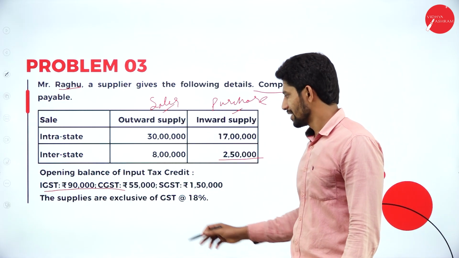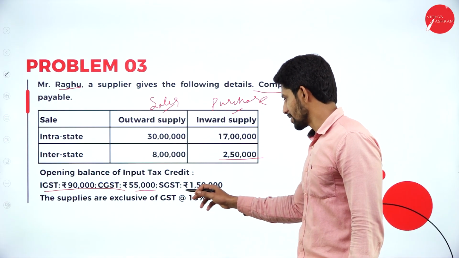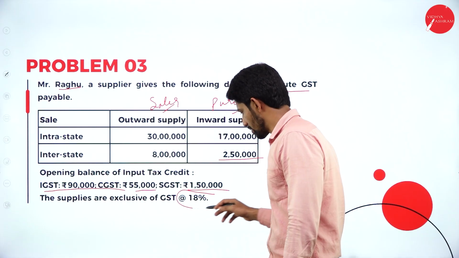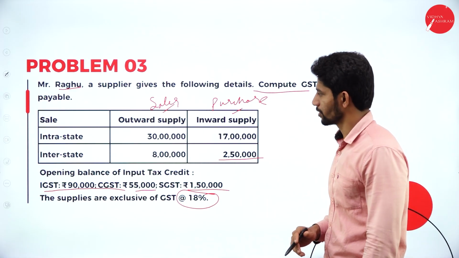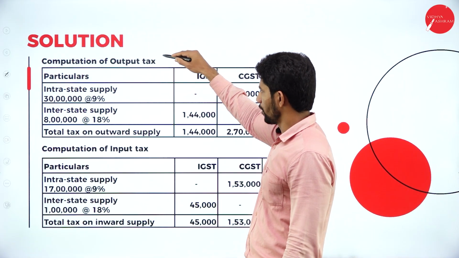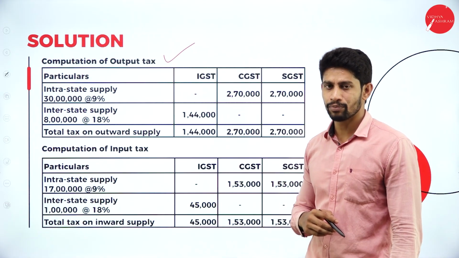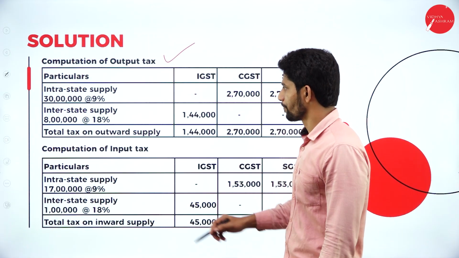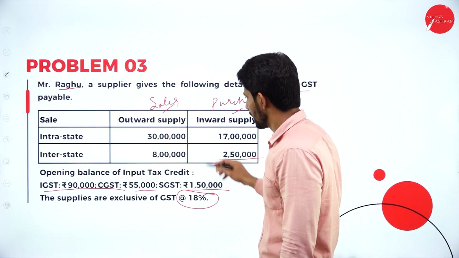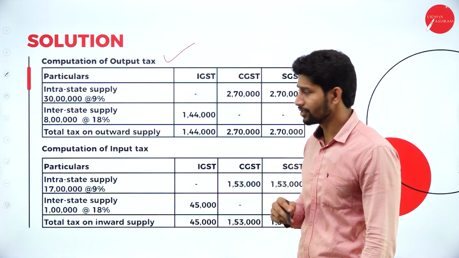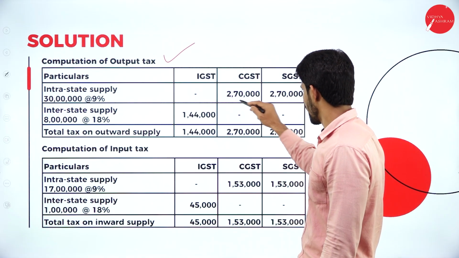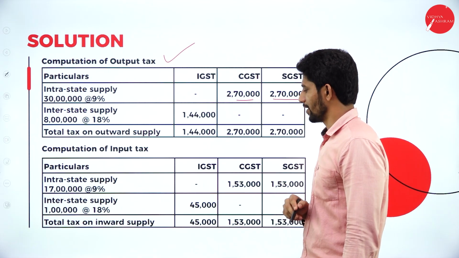IGST 90,000, CGST 55,000, SGST 1,50,000, and you have to assume that the rate of GST is 18%. So now let us solve the problem. First one, computation of output tax. Intrastate supply. So what is the intrastate supply here? Yes, it is 30 lakhs. So 30 lakhs into 9% each, you will get 2 lakh 70 and 2 lakh 70.